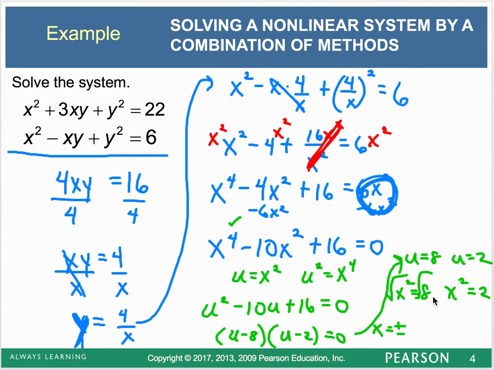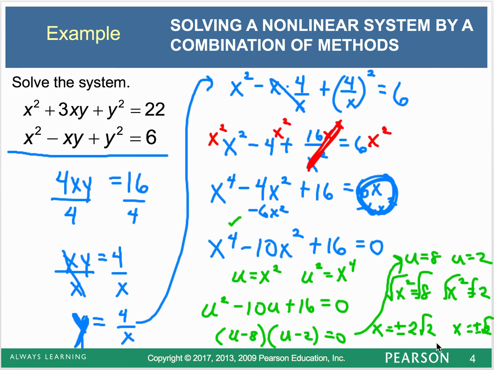Now I'm going to go ahead and simplify this in one step to save room. I'm going to change this to 4 times 2. Square root of 4 is 2, so 2 square roots of 2. Okay, same thing here. X is plus or minus square root of 2.